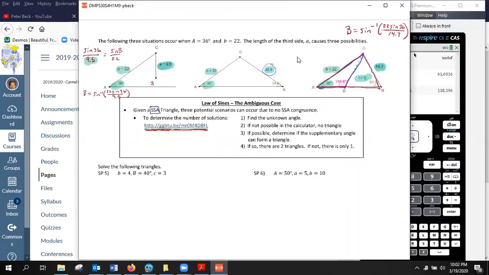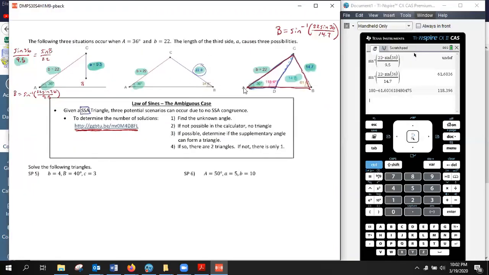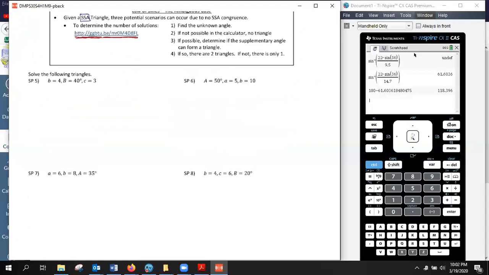What we are going to be looking for is just kind of like a guidance for us. If we take a look at the side adjacent to the angle, if it's larger than the other side, it's potential for us to have either zero or two triangles. Which one is it? Let's go ahead and find out. So let's take a look at our first problem.